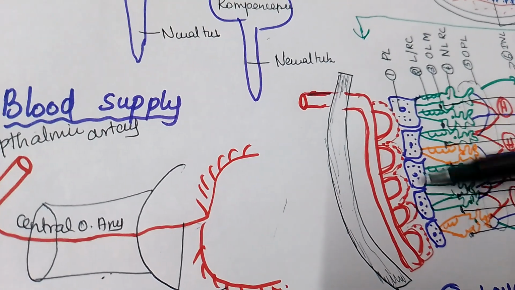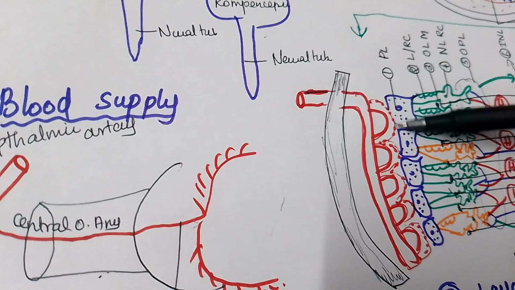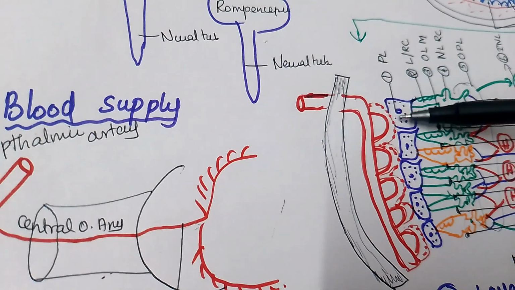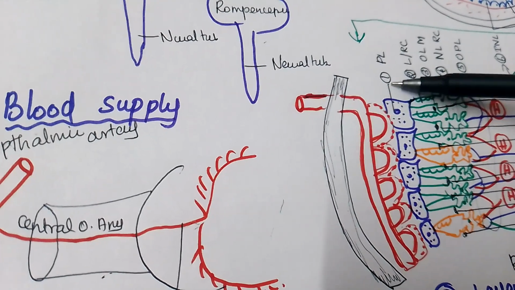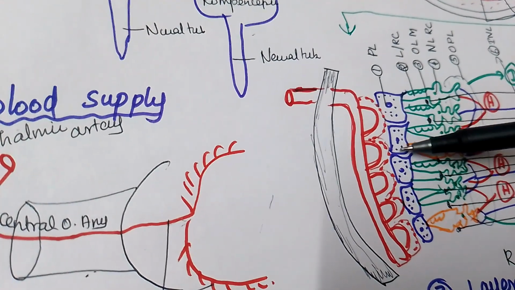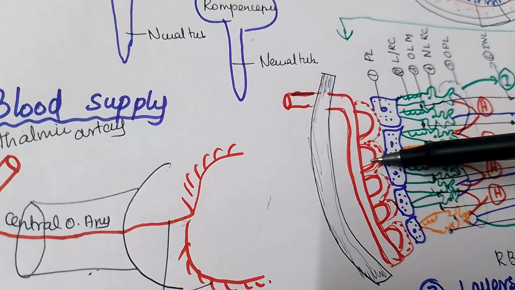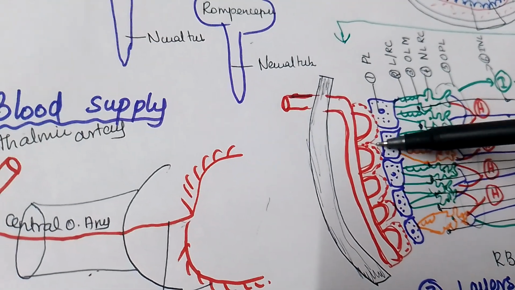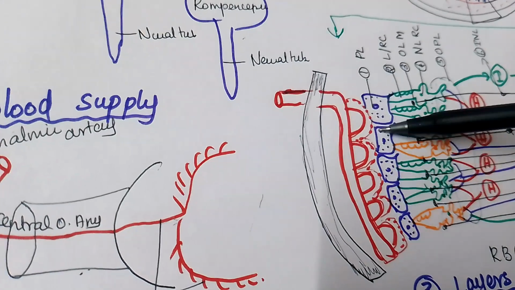So this is the first layer. We can say this is the first layer of the retina. Since it is a pigmented layer, we can call it the pigmented layer of the retina. In this pigmented layer, they are getting nutrients from the posterior ciliary artery capillaries. It is supplying the blood supply.